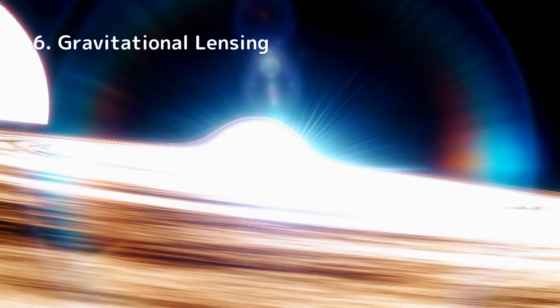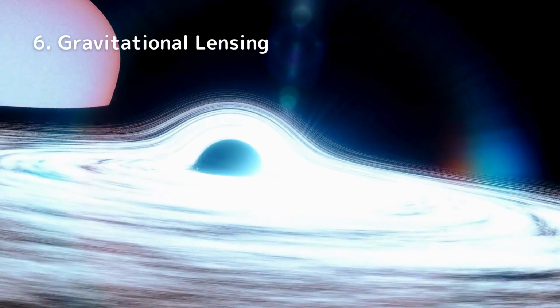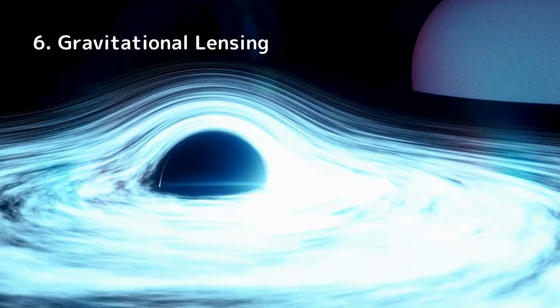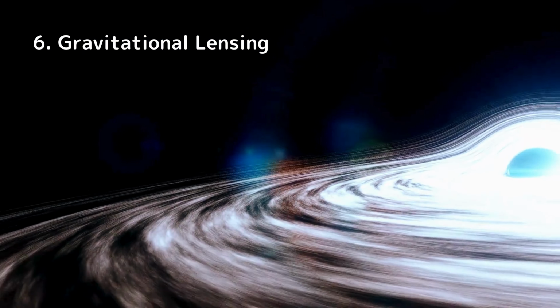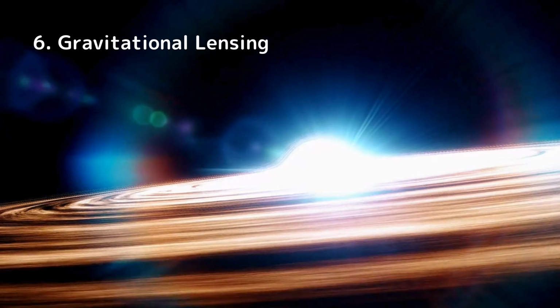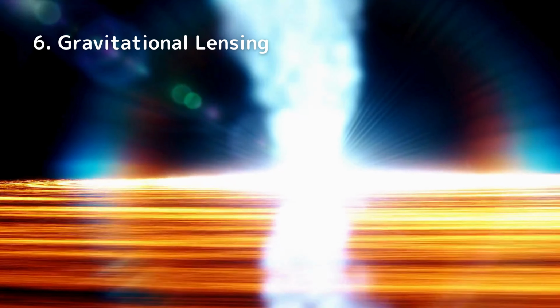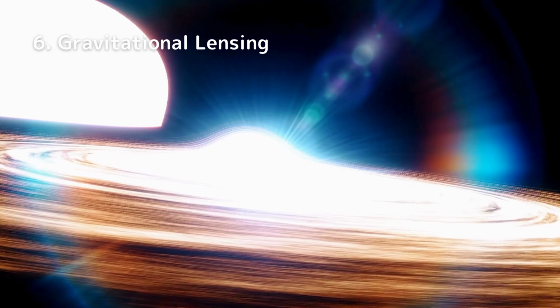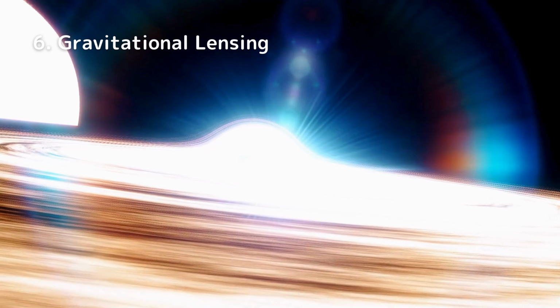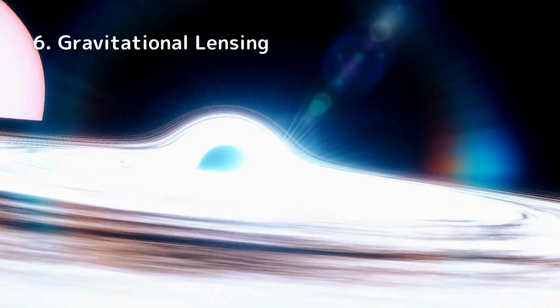The warping of space also affects the path of light, a phenomenon known as gravitational lensing. When a massive object bends the space around it, the light passing near it bends as well. For example, light from a distant star can be bent by a large object, causing us to see the star in a different position than where it actually is.